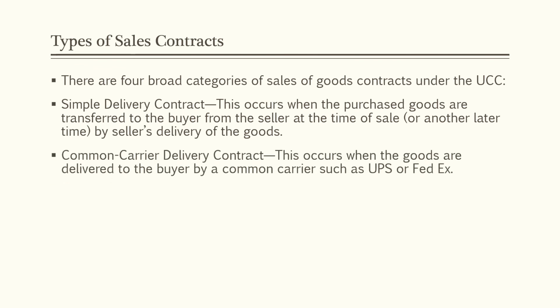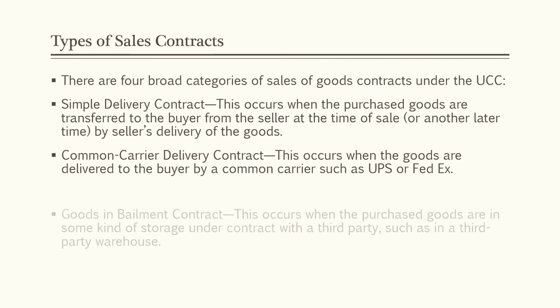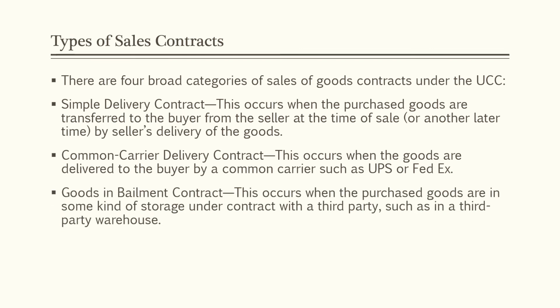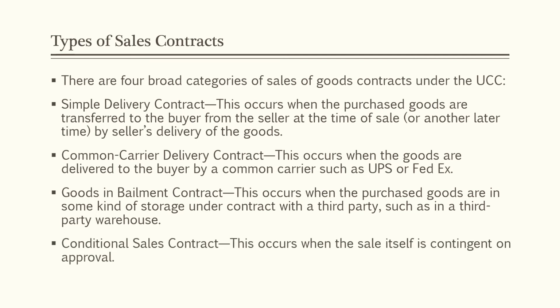Then there's common carrier delivery contract. This occurs when the goods are delivered to the buyer by a common carrier such as UPS or FedEx. Then there are goods in bailment contracts. This occurs when the purchased goods are in some kind of storage under contract with a third party, such as in a third-party warehouse. Finally, there are conditional sales contracts. These occur when the sale itself is contingent on approval of the goods.